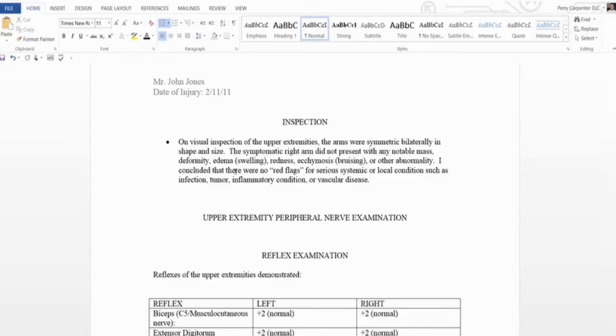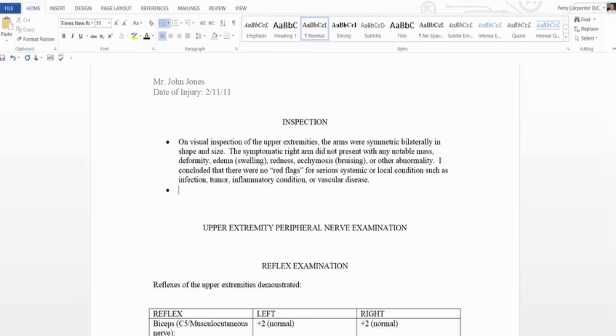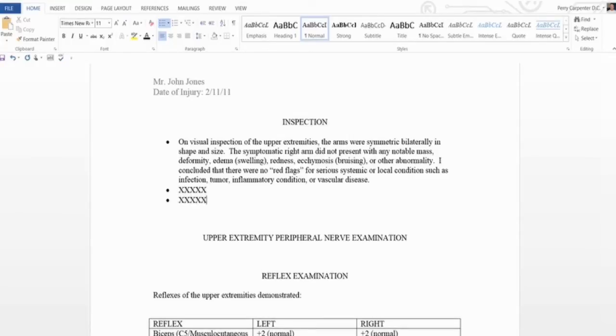So here's just some sample text that I've included here in the template, just to illustrate how some findings on inspection might be phrased. So this says here, on visual inspection of the upper extremities, the arms were symmetric bilaterally in shape and size. The symptomatic right arm did not present with any notable mass, deformity, edema, redness, ecchymosis, or other abnormality. I concluded that there were no red flags for serious systemic or local condition, such as infection, tumor, inflammatory condition, or vascular disease. And of course, your findings may be phrased differently, but make sure to put it in bulleted format so that it's easy for the reader to pick up the information quickly.